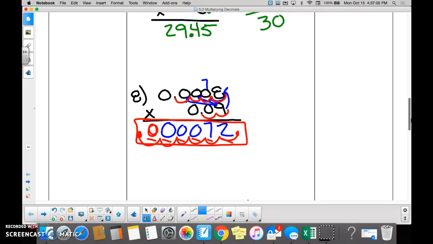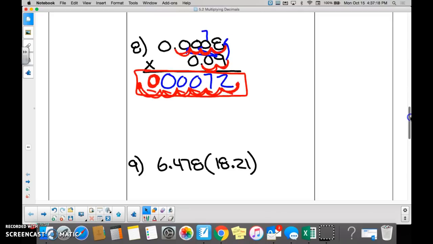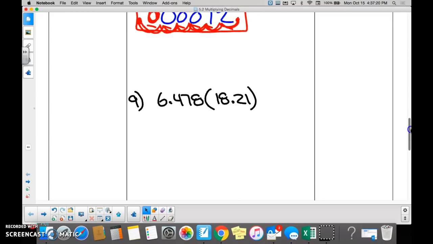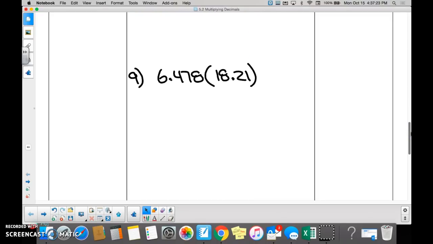So again, all we did was multiply that 8 and 9, and then we calculated how many spots we moved in for both the top and bottom number. Move it in the same amount of spots for your product. We ran out of zeros, so I just added another 0, which is totally legit, and you have your final answer. Moving down to number 9, last problem here. We got 6 and 478 thousandths times 18 and 21 hundredths.